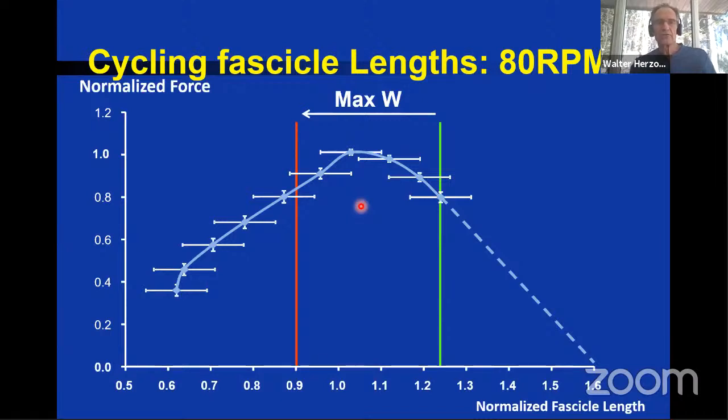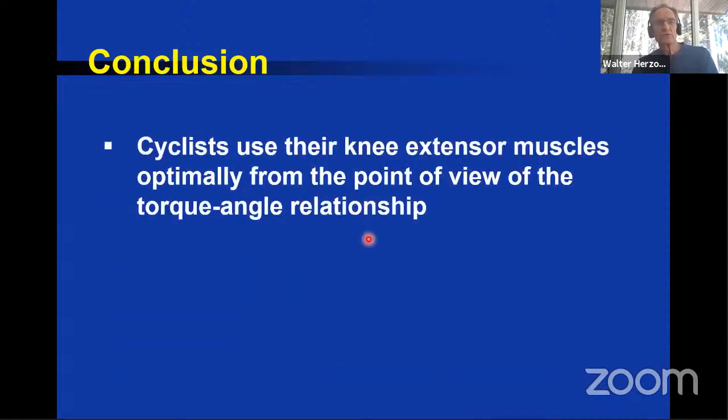And so therefore, for this maximal cycling activity at 80 revolutions per minute, we concluded that cyclists appear to use the knee extensor muscles optimally from the point of view of the torque angle relationship. So they work at a good length. And when they adjusted their seat height, all these cyclists were in a position to adjust their seat height in a way that they were working optimally.